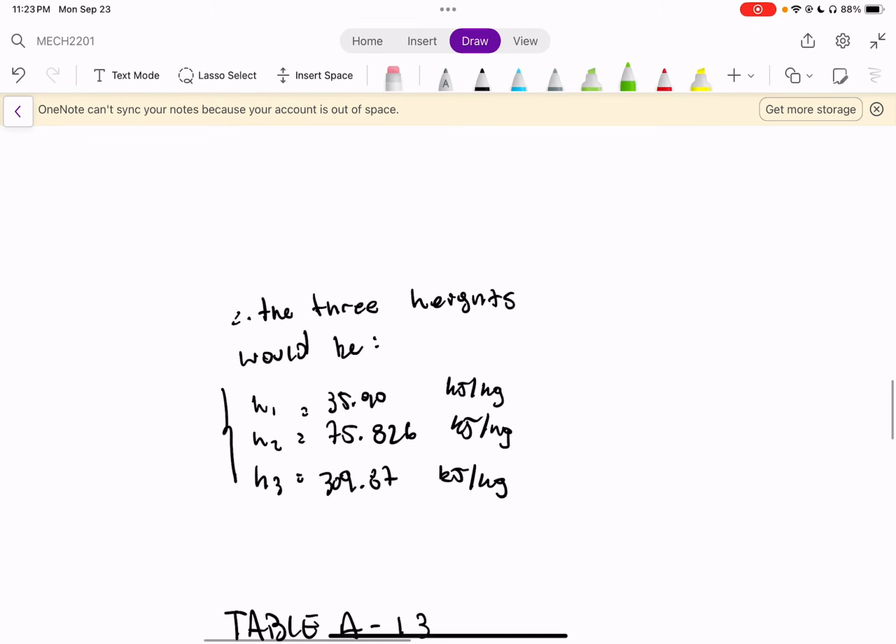Therefore, the three enthalpies would be h1 equals 35.9 kilojoules per kilogram, h2 would be 75.826 kilojoules per kilogram, and h3 would be 309.87 kilojoules per kilogram. This would be the final answer.